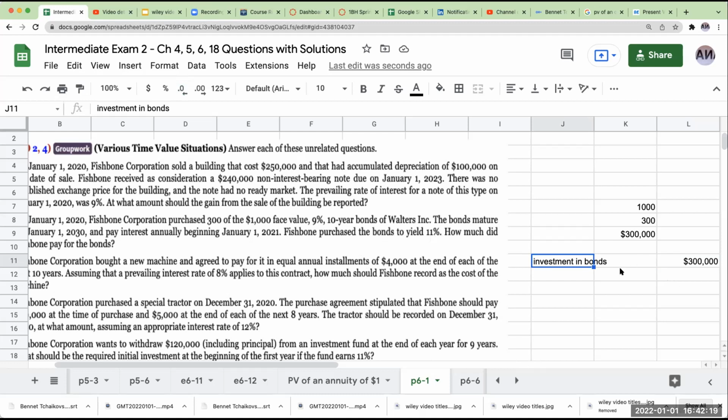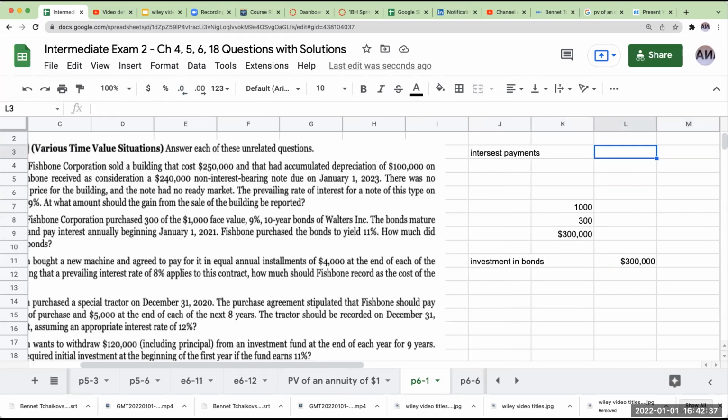So what we need to figure out is the two components of the bond. How do we value a bond? There's going to be the interest payments, because every single year, how much are we going to be receiving? The amount of interest we're going to receive is 300,000, the total amount of the bonds, times 9%, or $27,000 per year. Another way to look at this is that if you're getting 90 bucks a year and you own 300 of them, that's 27,000.